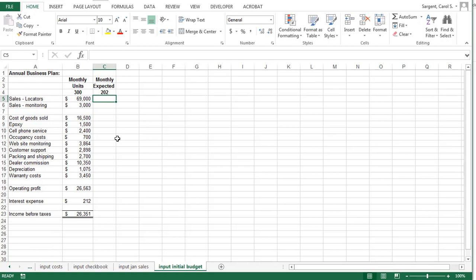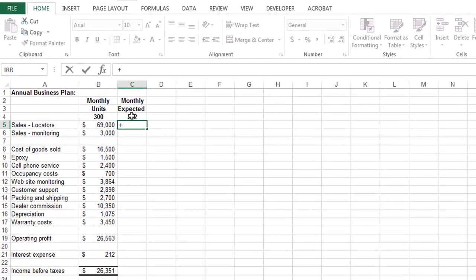Okay, so we have both hardware, which is the first line, and software, which is the monitoring. These locators have GPS in them, and they're put around whatever the valuable thing is that the clients want to monitor. Cattle, artwork, vehicles, whatever it is. So what should this budget have been at 202 units?